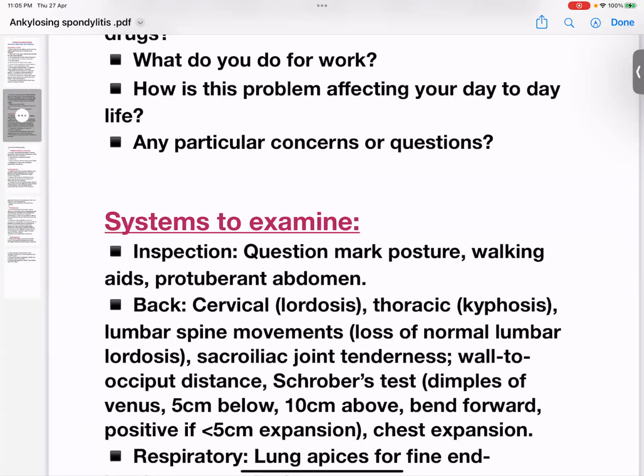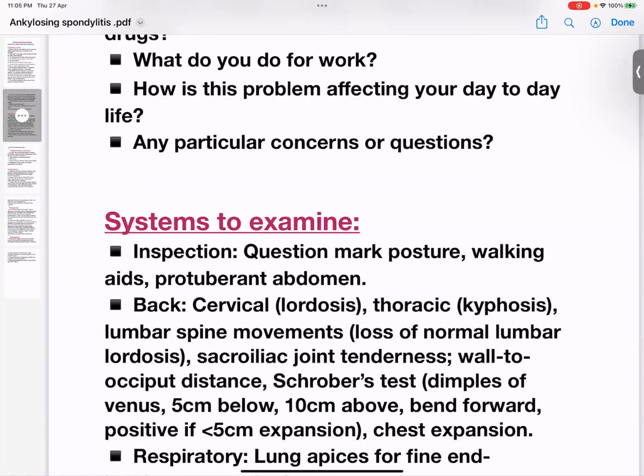Do you smoke? Yes. How many cigarettes per day? 20. For how long? For 20 years. Smoking is harmful to your health. I advise you to stop smoking. If you are willing, I will refer you to the smoking cessation clinic. Is that okay with you? Yes. Thank you very much.